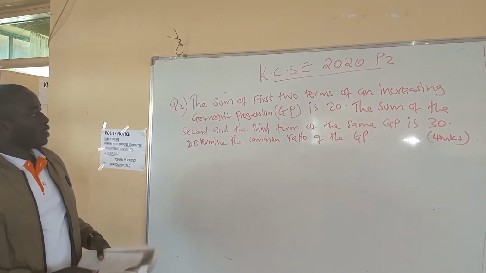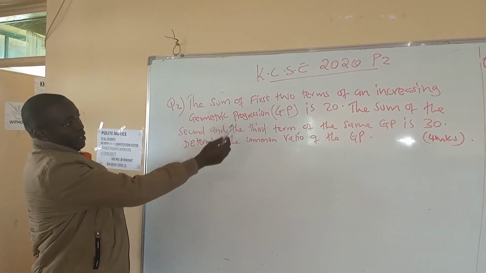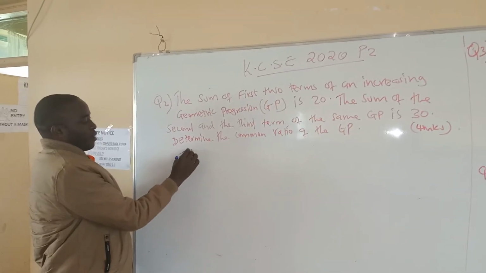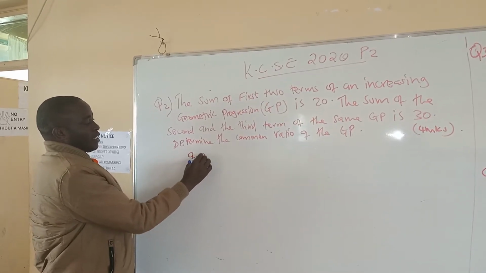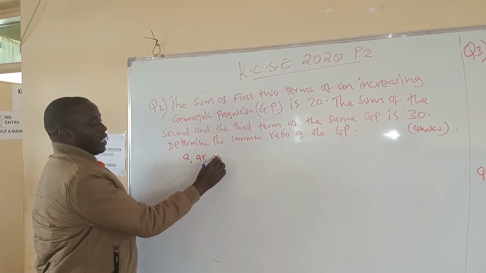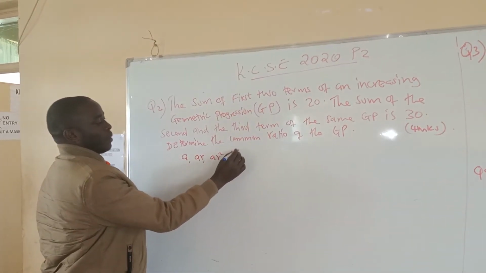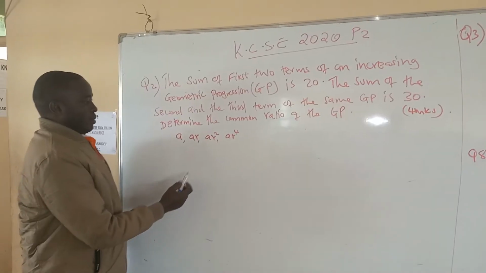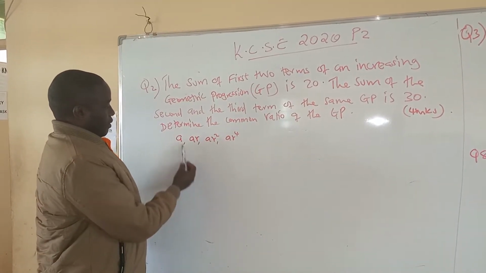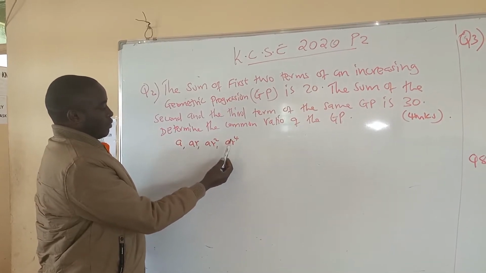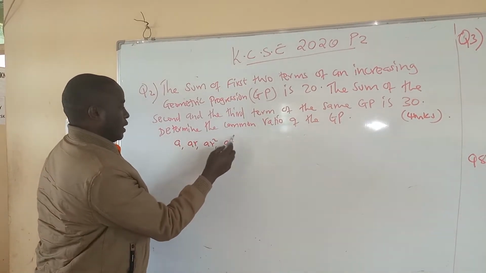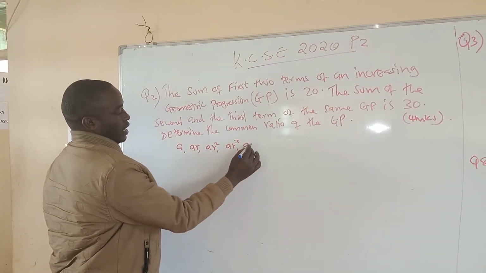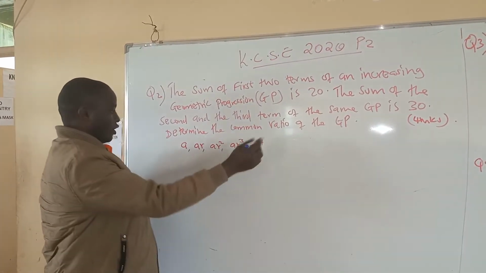Now here what you are required to do is to know that in a GP, the first term is A, the second term is AR, the third term is AR squared, the fourth term is AR to the power 3, and the fifth term is AR to the power 4, and so on.